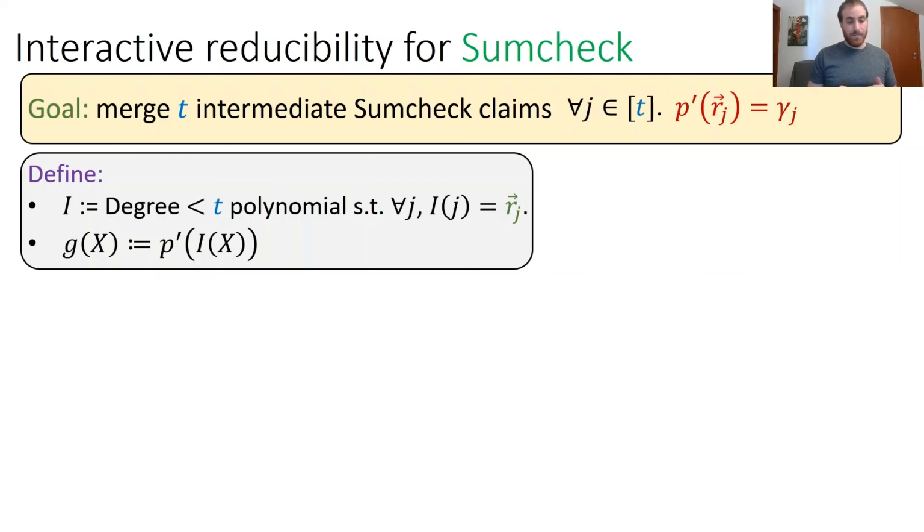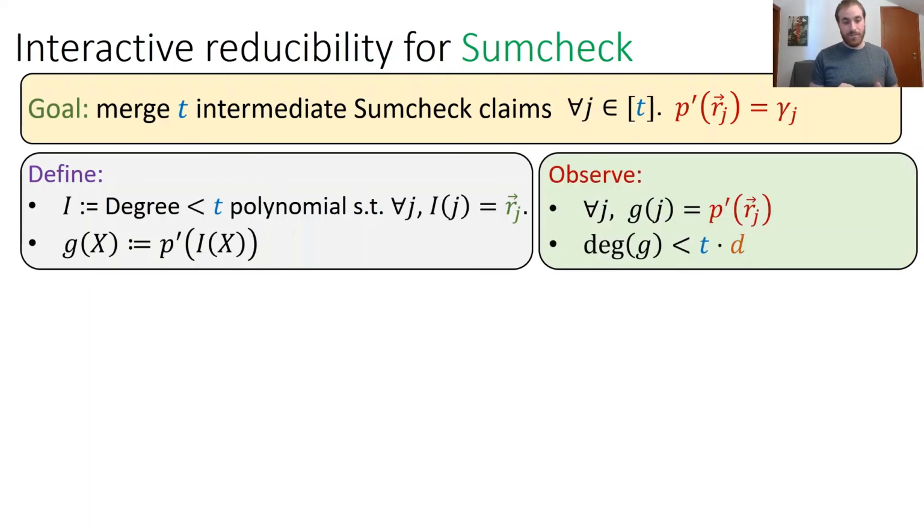We'll also define a polynomial g such that g of x is equal to p prime of I of x. So notice that by the definitions of g and I, we have that for every j, g of j is equal to p prime of r sub j. Also notice that the degree of the polynomial g is at most t times d, since the degree of I is at most t, and the degree of p prime is at most d.